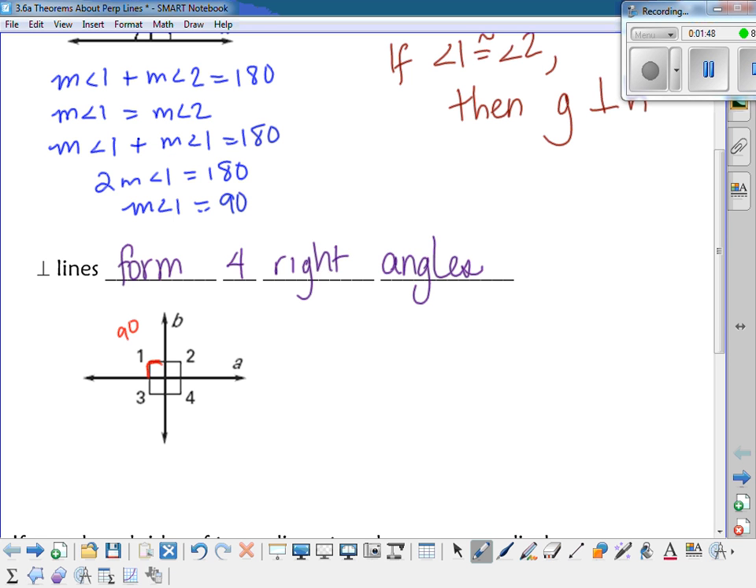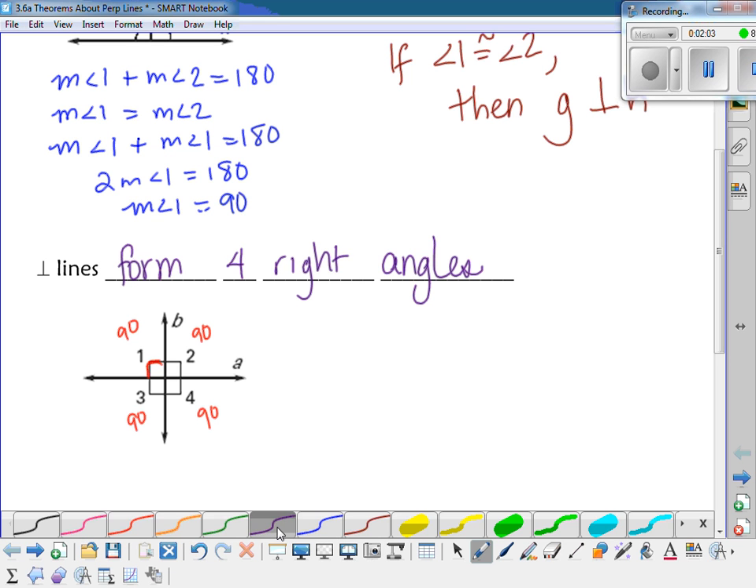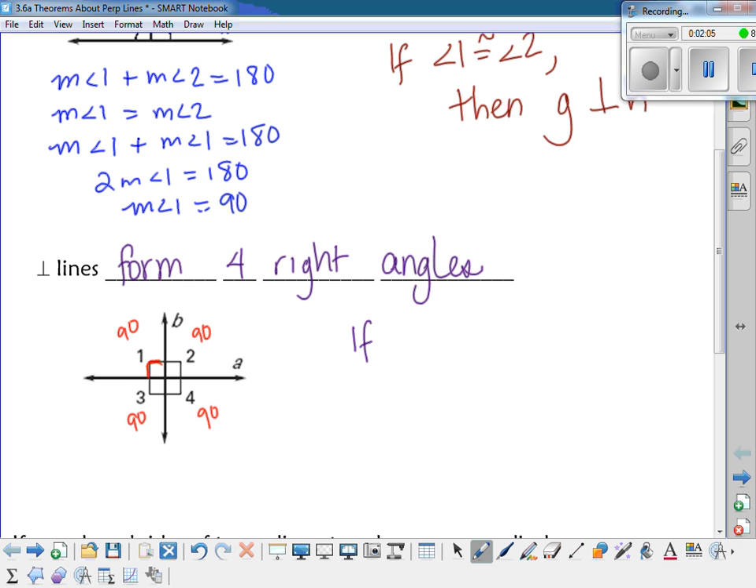Angles 1 and 2 are a linear pair, so that would have to be 90 degrees. Angles 2 and 4 are a linear pair, so that would have to be 90 degrees. Angles 1 and 3 are a linear pair, that would have to be 90 degrees. So it makes sense. Not just one right angle is formed, but 4 right angles are formed. So if A is perpendicular to B, then angle 1, angle 2, angle 3, and angle 4 are right angles.